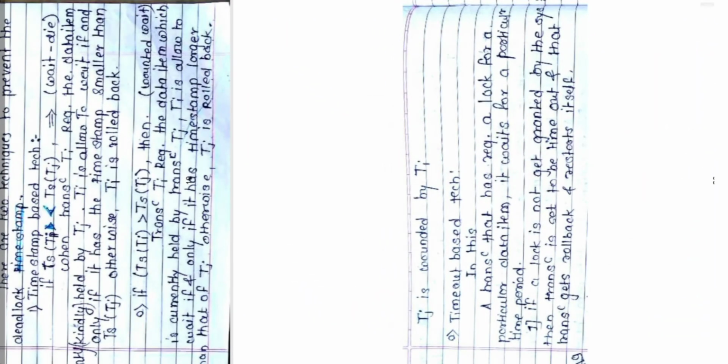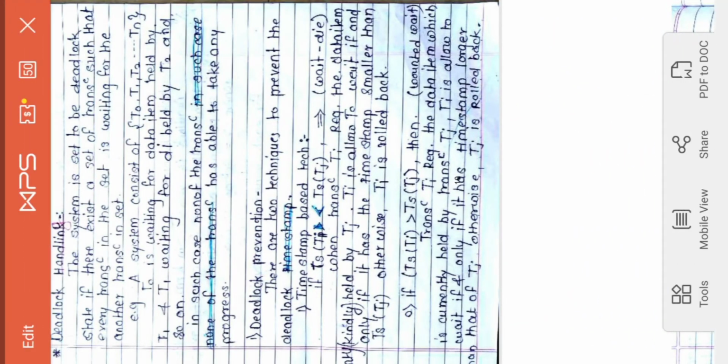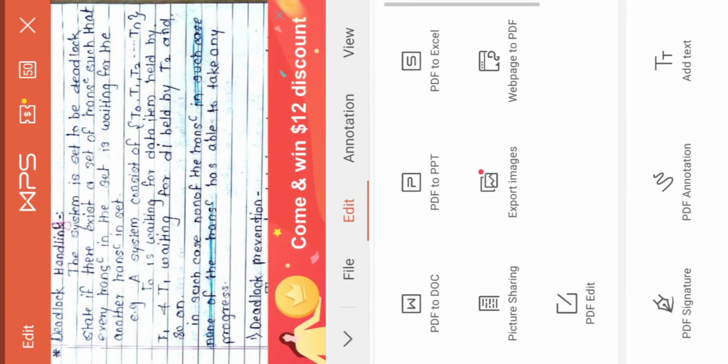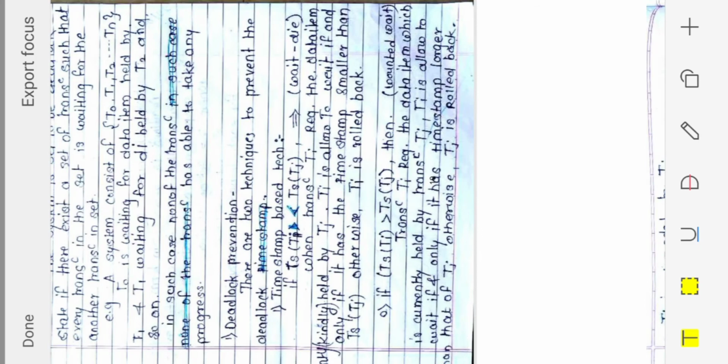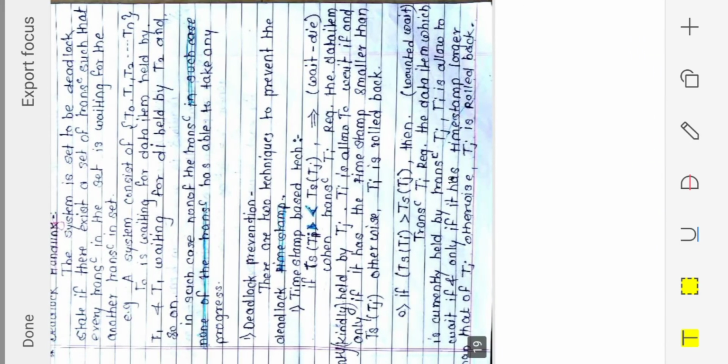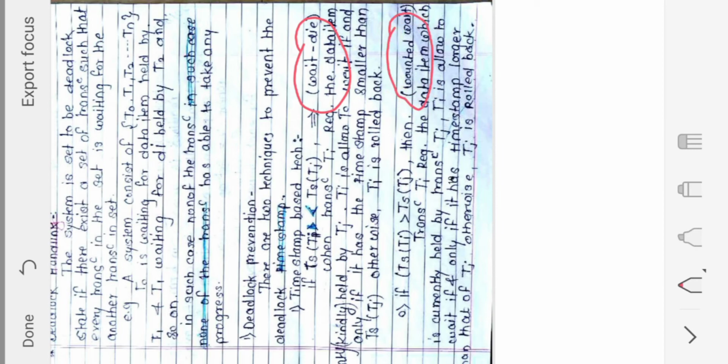In the previous case, it is called wait-die. It means the transaction Ti will wait, right? And if the condition doesn't satisfy, it will die. But in the second case, when the transaction Ti has the larger timestamp than transaction Tj, it is called wound-wait. Why is it called wound-wait? Because Tj is wounded by transaction Ti, because Ti has the larger timestamp. Okay.